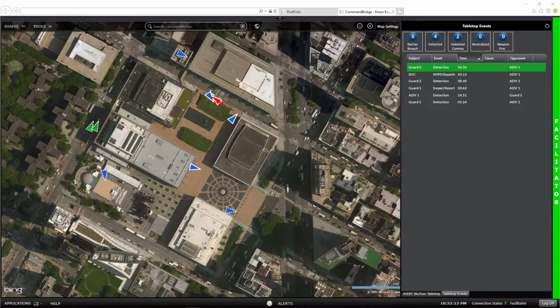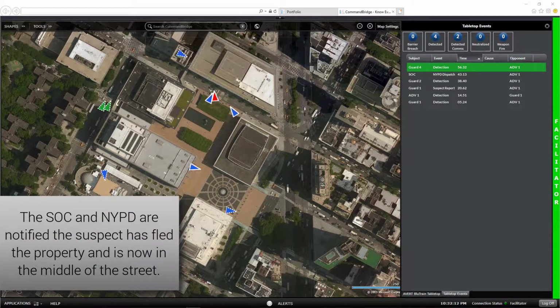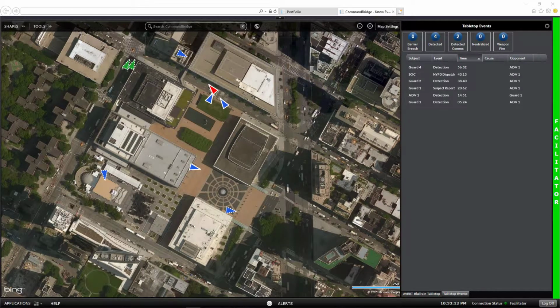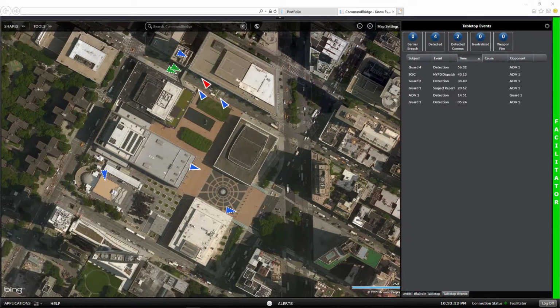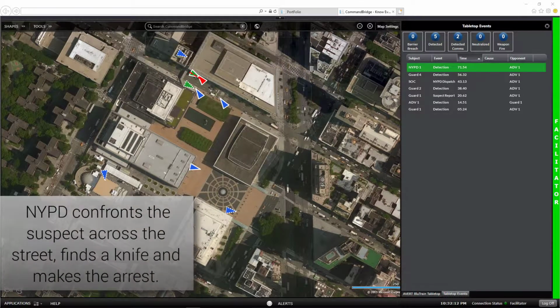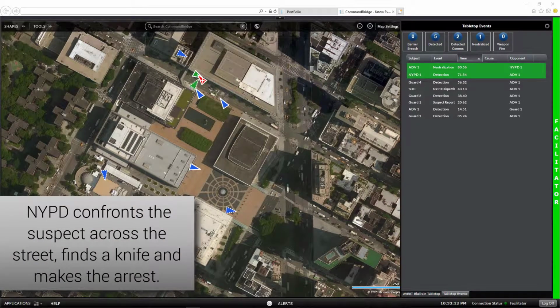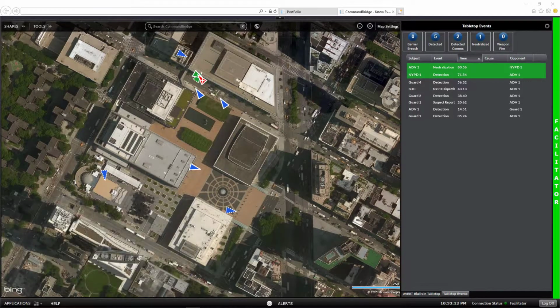The pursuing security officer notifies all participants that the suspect has fled the property and is now in the middle of the adjacent street. The responding police officers are notified of the suspect's position and decide to split up to cover both sides of the road. The police force confronts the suspect across the street, find a knife, and make the arrest.